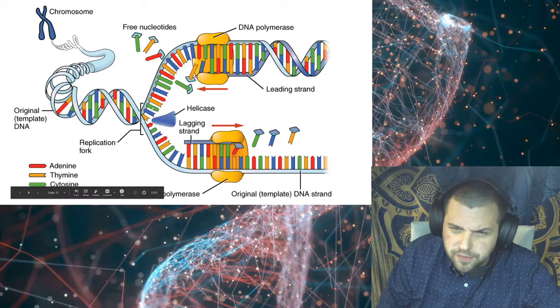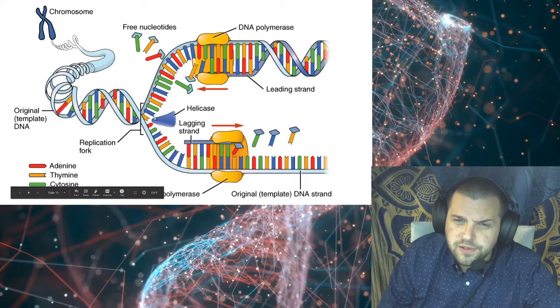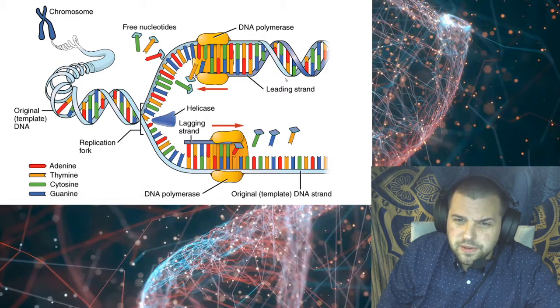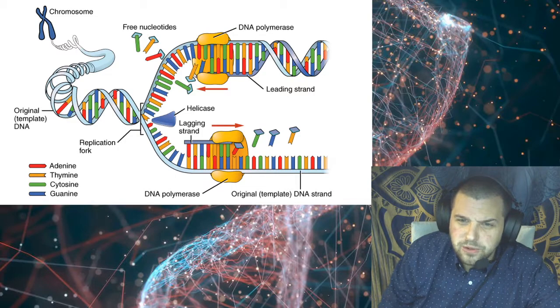Here's another image of that. Okay, so here's the helicase unzipping the DNA, and as it unzips it, we have the DNA polymerase adding base pairs. This is the real easy one. It follows right behind the helicase and it goes in the same direction.